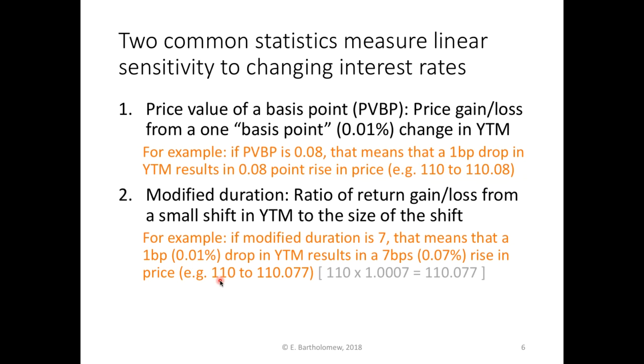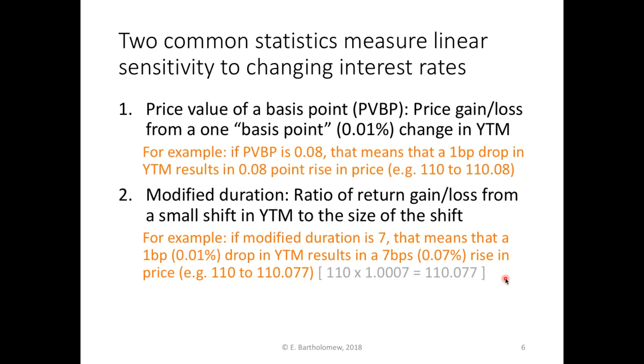And that would mean the 110 price would go to 110.077, not 110.07, 110.077. And that's because we're doing it in return terms. So the 110 would be multiplied by 1 plus this 7 basis points, and that would get us this 110.077.